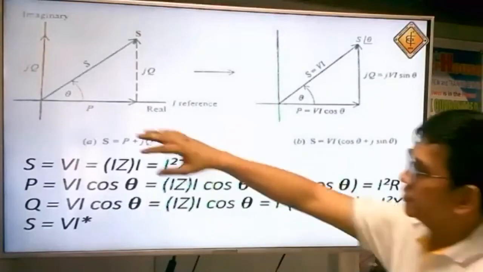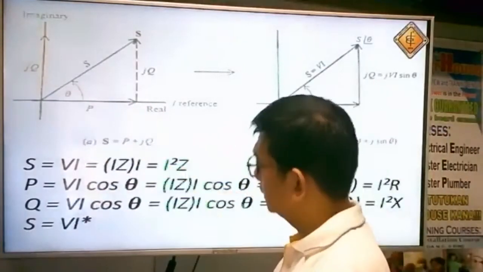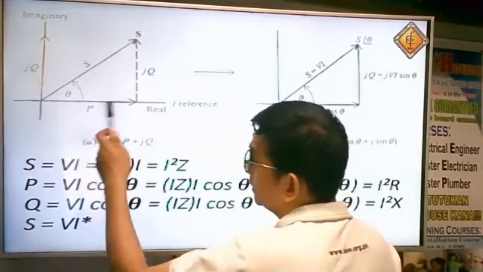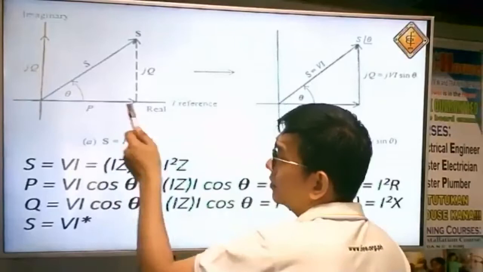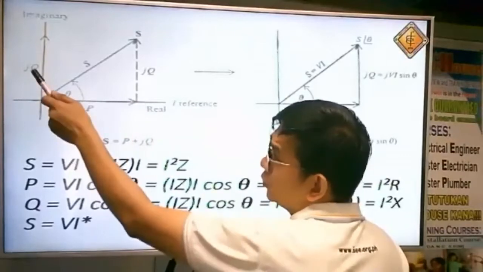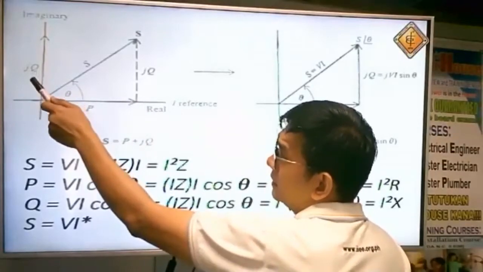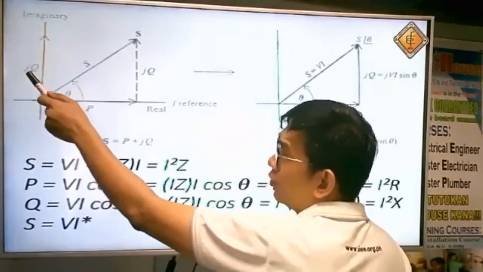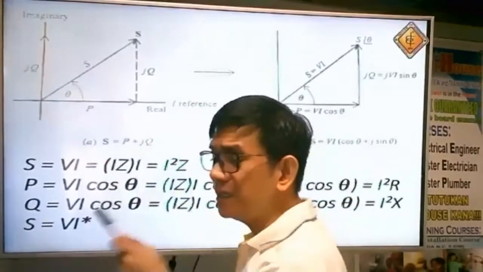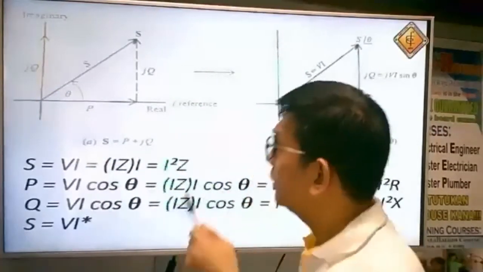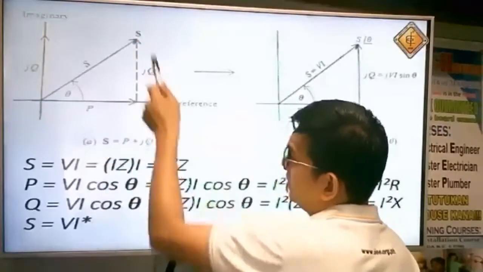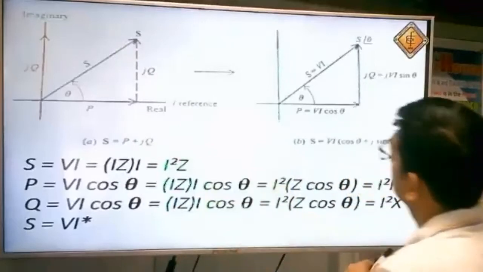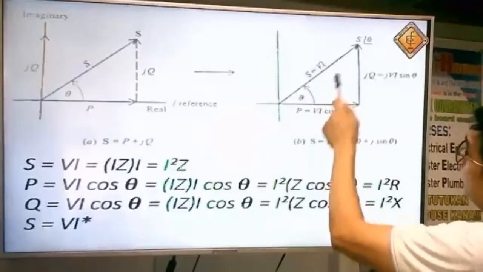As you see here, we have our power triangle. The P is always the 0 degree real component, and the Q is always the imaginary component. The one with the J is what we call the imaginary component, so we have positive J here. Of course, the hypotenuse is the S, or S is VI.